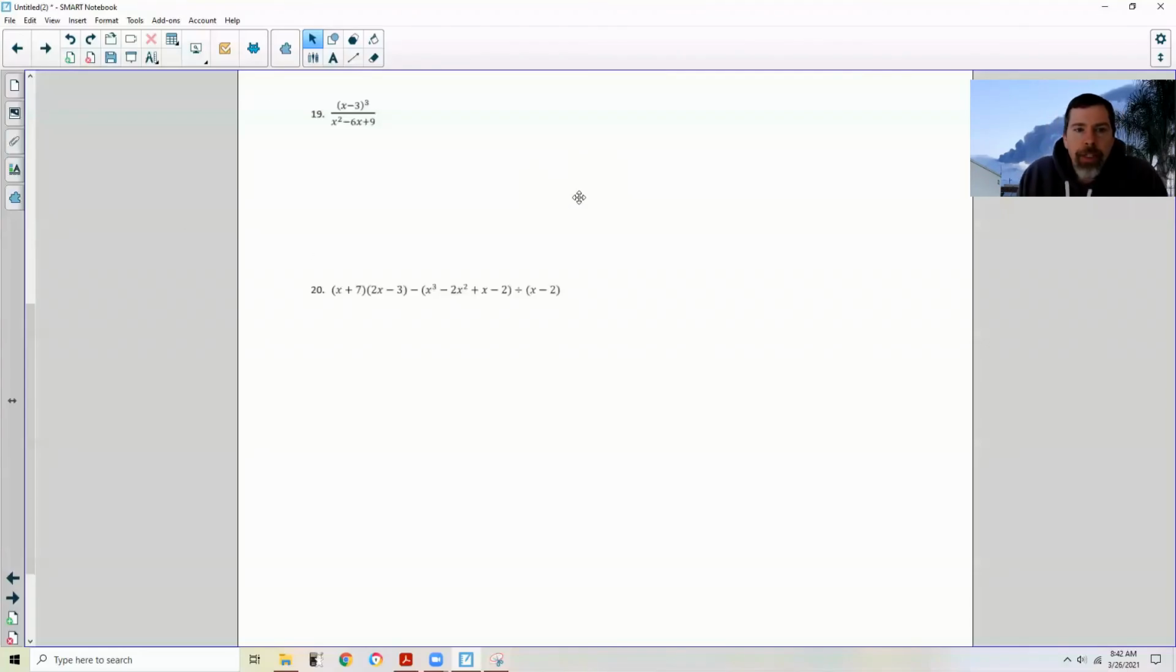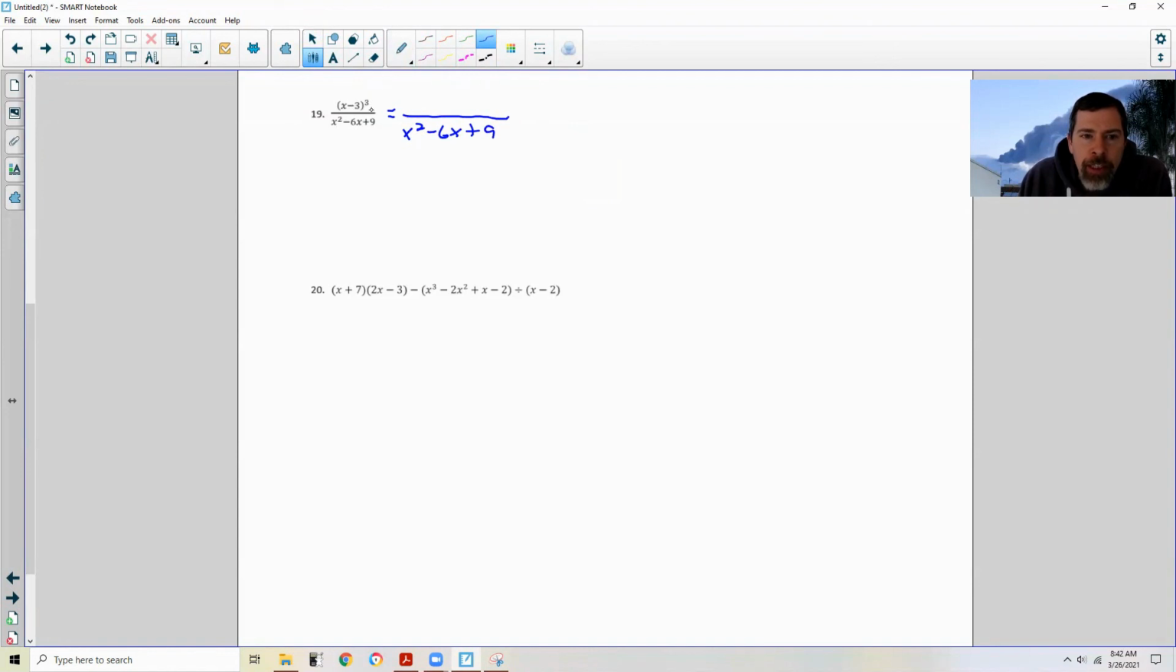All right, number 19. We have a numerator. We have a denominator. We have two groups. Focus on the top first. So this is going to equal, and nothing is going to change on the bottom. x squared minus 6x plus 9. I need to multiply the top, though. I have to take care of this exponent first.